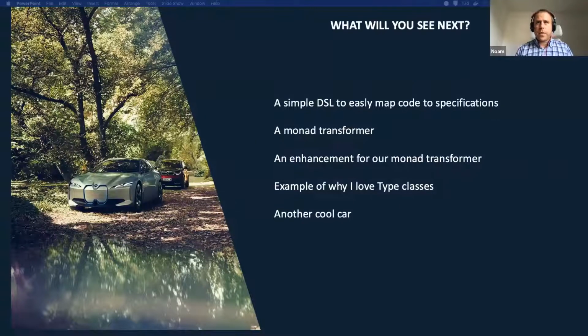So what I will show next, because now I'll go more into code, is that we have managed to achieve a simple DSL to easily map the specification, as we said before. I'll show, of course, a monad transformer, and a small enhancement for the monad transformer that makes our life easier for the requirement of understanding where an error is coming from. I'll show an example of why I love type classes, and also how the code is testable. And yes, I'll show another cool car, I promise.